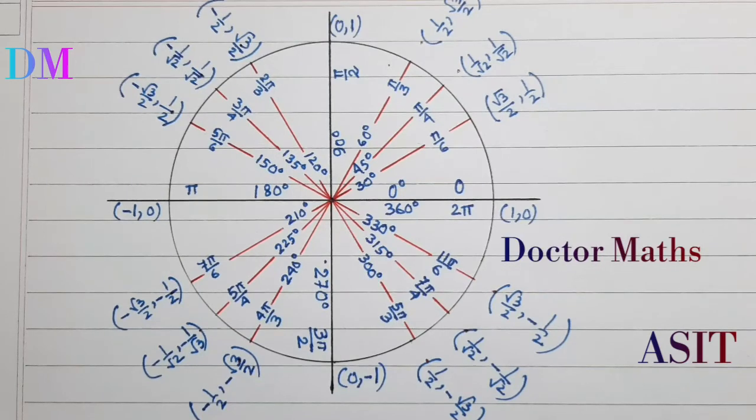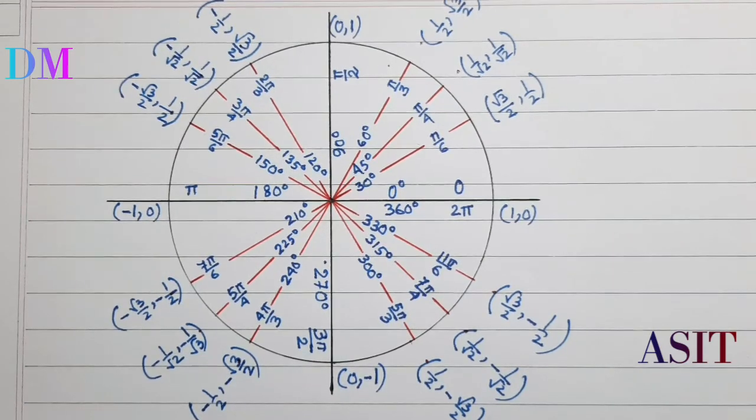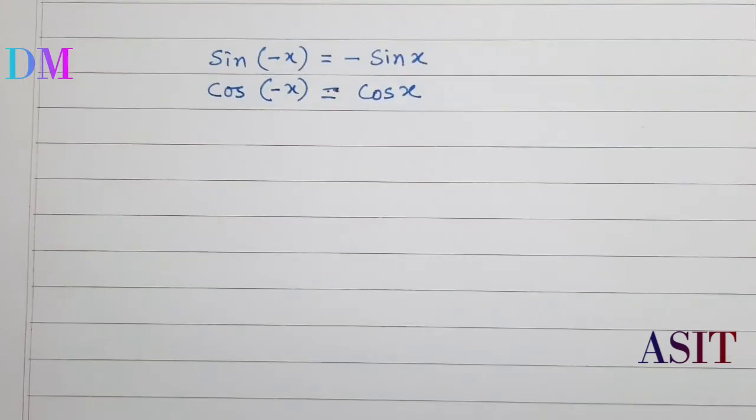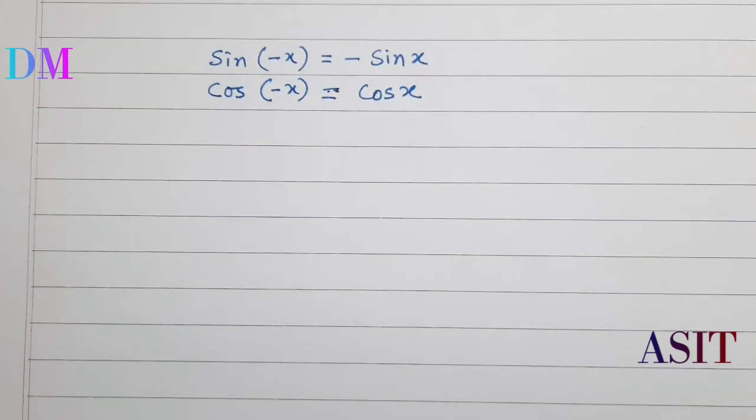Thus, if we check the values of sin x and cos x in both the lower half and the upper half, then we can come to the conclusion that sine of minus x will equal minus sine x and cos of minus x will equal cos x only. You can go back in the video and check the values.